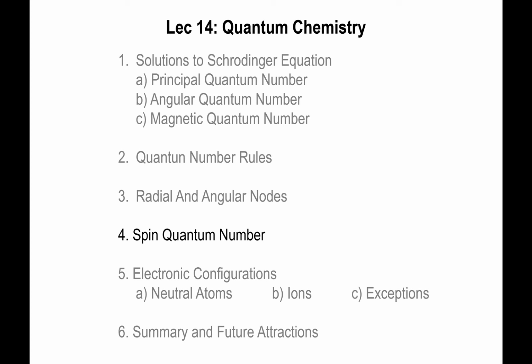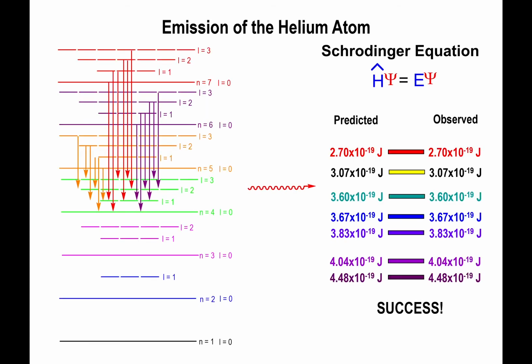Now we talk about the spin quantum number. This is the last quantum number that allows us to describe the specific electron present in an atom. Now, the spin quantum number doesn't actually derive from the Schrodinger equation like the principal quantum number, angular quantum number, or magnetic quantum number do. But its origin is actually kind of interesting.